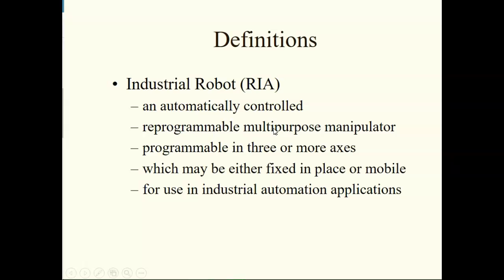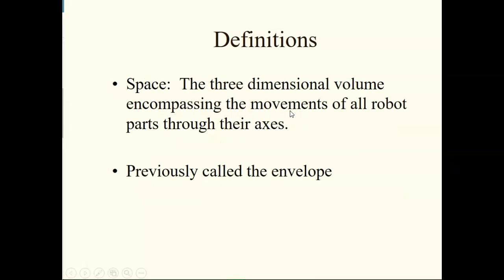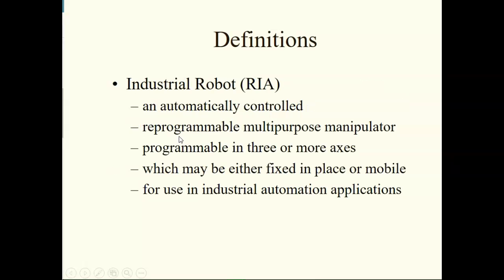Reprogrammable, multi-purpose, automatically controlled. Those are the three main things that you need to know about the definition for any robot that's an industrial sort. So automatically controlled, reprogrammable, multi-purpose manipulator, programmable on 3 or more axes, which may either be fixed in place or mobile for use in industrial automation applications. The big ones here are these 3. Automatically controlled, reprogrammable, multi-purpose.